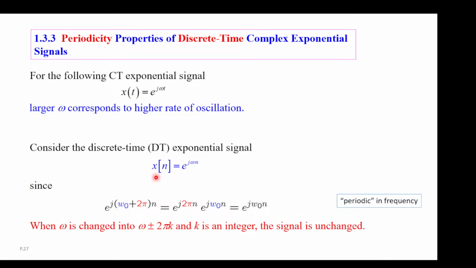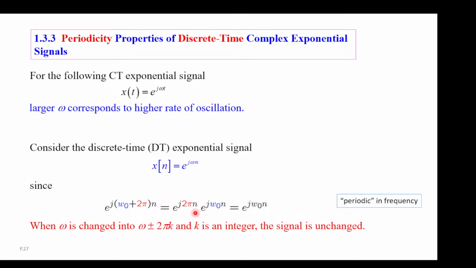The first weird thing we see here is that omega is kind of periodic in itself. If you change omega from some omega naught to omega naught plus 2 pi, then your signal becomes e to the j (omega naught plus 2 pi) n, and that's e to the j 2 pi n times e to the j omega naught n. And e to the j 2 pi n is just 1 always, because e to the j 2 pi equals 1, and n is an integer, right?